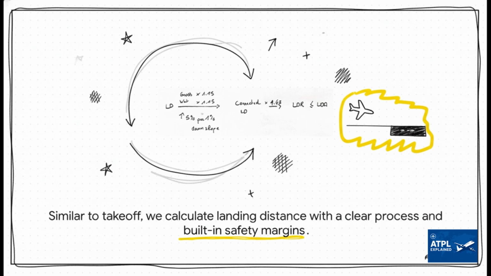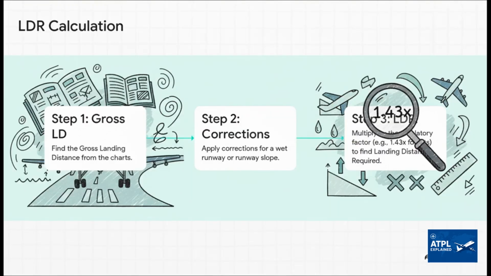Why keep it so consistent? Because safety is always the name of the game. It's that same 3-step process. Get your gross distance, correct for the conditions, and then add your safety net. And for jets, listen to this. It's a whopping 1.43 factor. That gives you a 43% buffer. You can think of that as having a parachute for your parachute.